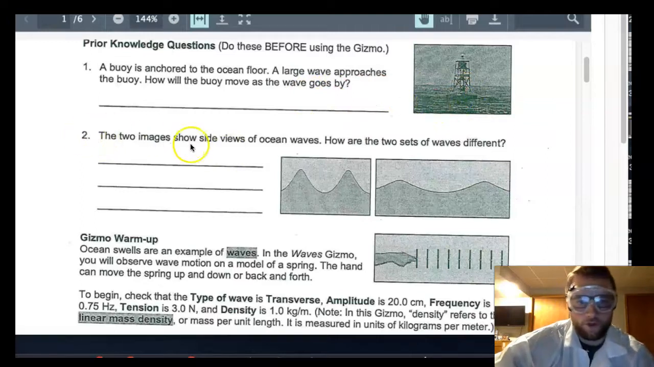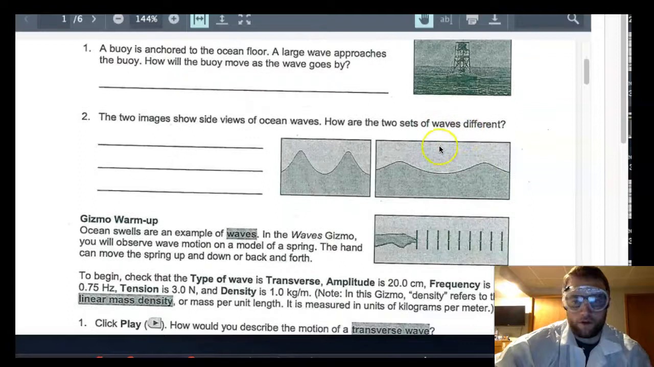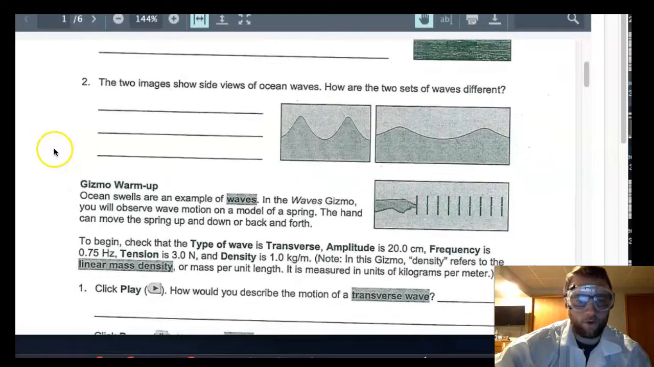Number 2. The two images show side views of ocean waves. How are the two sets of waves different? Here we have one set of waves. Here we have another. How are these two waves different? All right, our Gizmo warm-up.